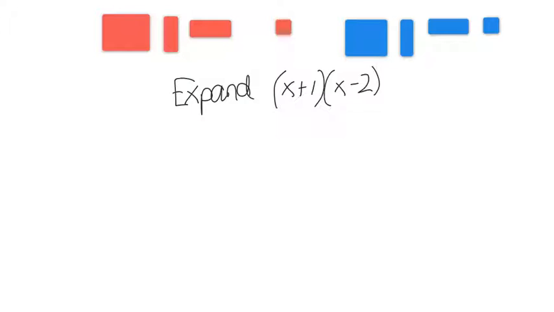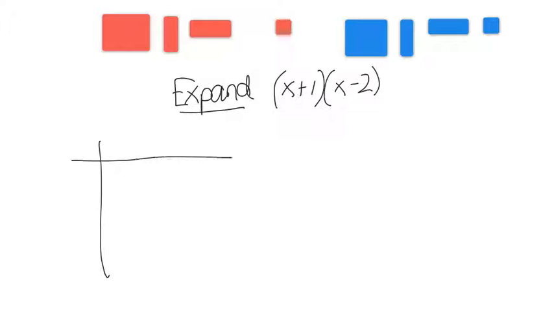Okay, so here's a very typical question. We're asked to expand x plus 1 and x minus 2. And really whenever we say the word expand, what we're really doing is we're multiplying. So think in your mind, whenever you see expand, really we mean multiply. To set up my expansion, I'm going to create a chart. It looks something like this.